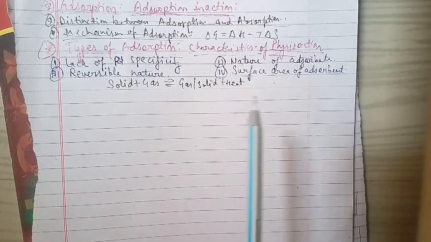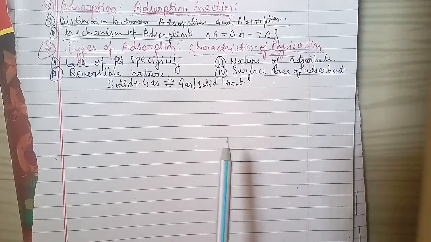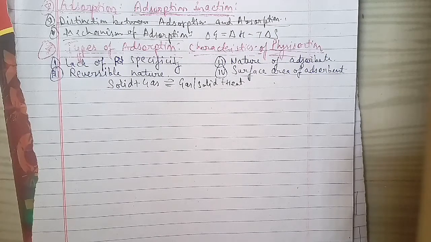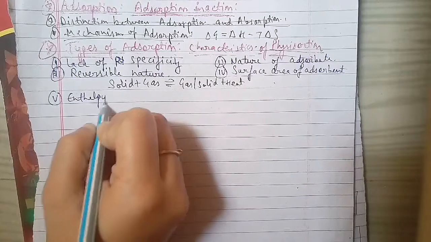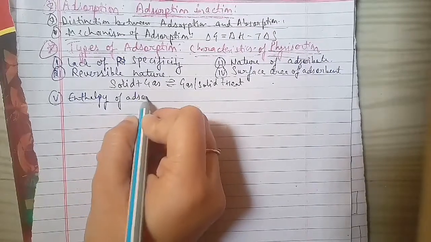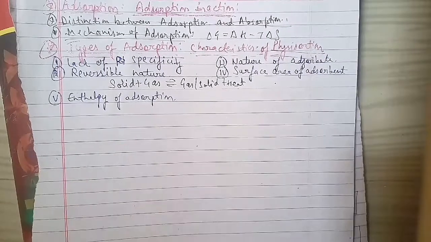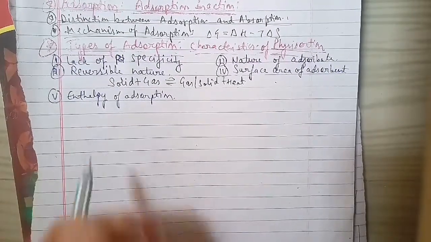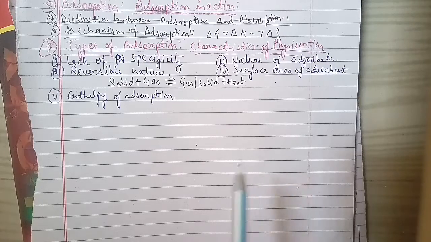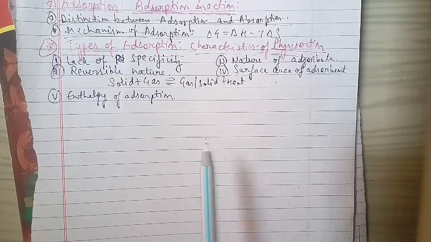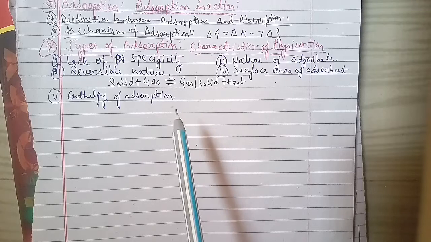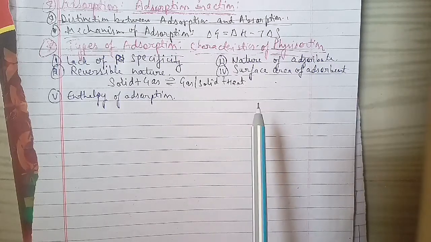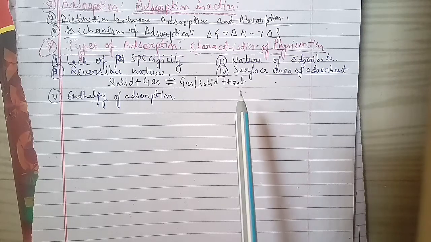We'll talk about the fifth one, which is the enthalpy of adsorption, and that is the last as well. In terms of enthalpy of adsorption, there is no doubt that physical adsorption is an exothermic process, but its enthalpy of adsorption is quite low, about 20 to 40 kJ mol⁻¹. This is because the attraction between the gas molecules and the solid surface is only due to weak van der Waals forces.